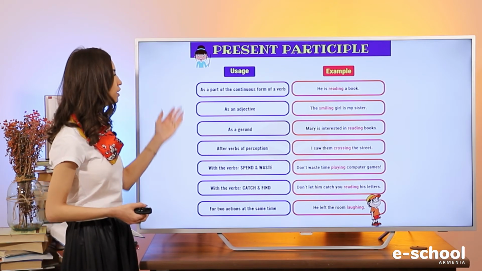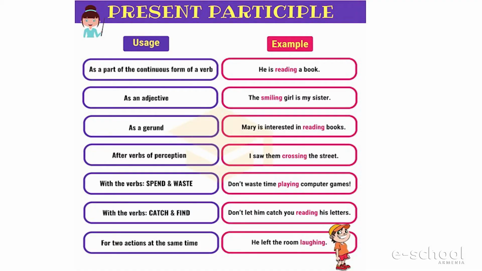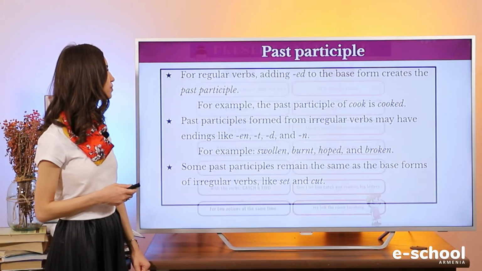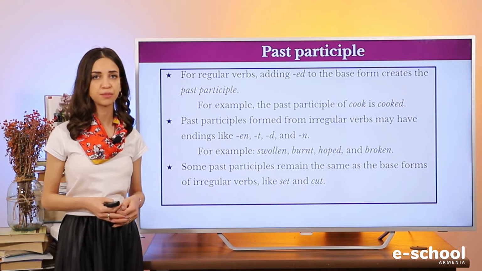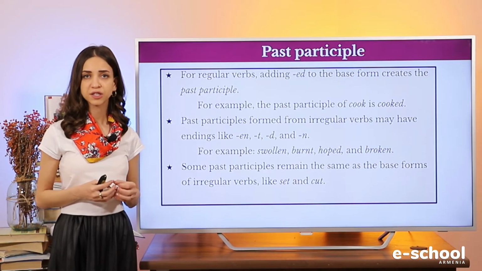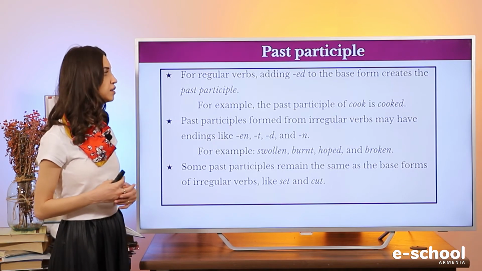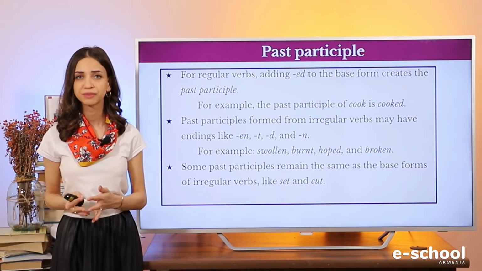So, here was the whole usage of present participle. Please try to memorize the ways of using it. So, now let's understand more about past participle. For regular verbs, as I said, we add ed to the base form to create past participle. For example, to create the past participle of cook, we add ed, it will be cooked.